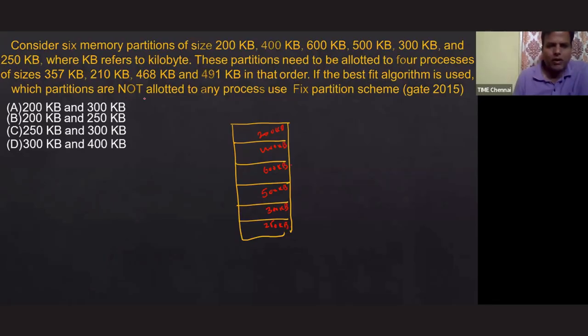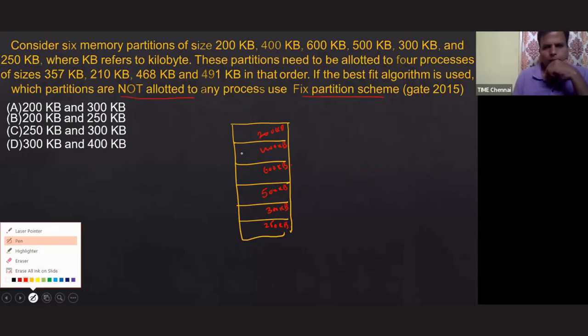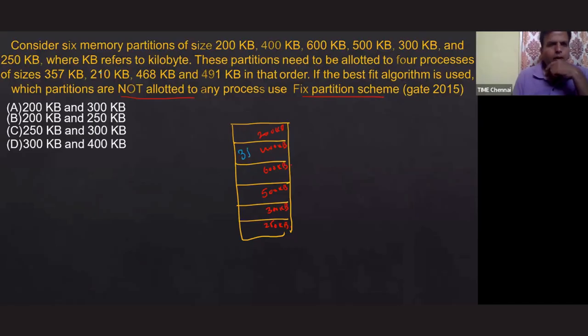If the best fit algorithm is used, which partitions are not allotted to any process? Use the fixed partition scheme. Best fit: 357 obviously goes to the best fitting partition. I'll change my color. Next, 210 obviously goes to 250. Next, 468. Other than this, we don't have any other choice. Next one is 491. Other than this, we don't have any other choice.